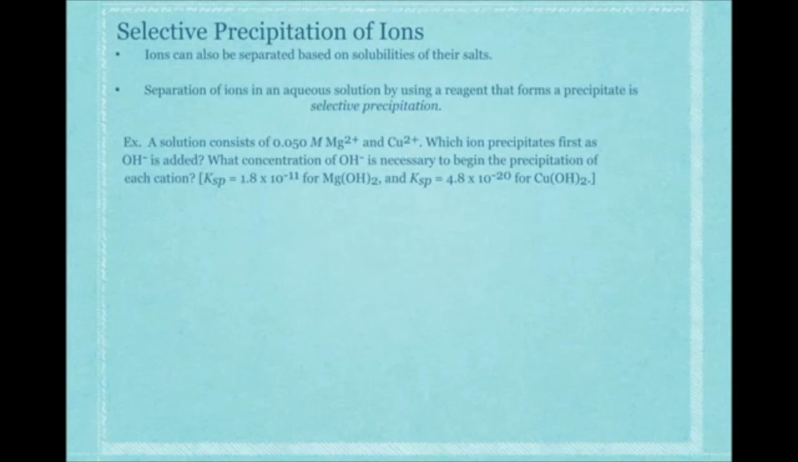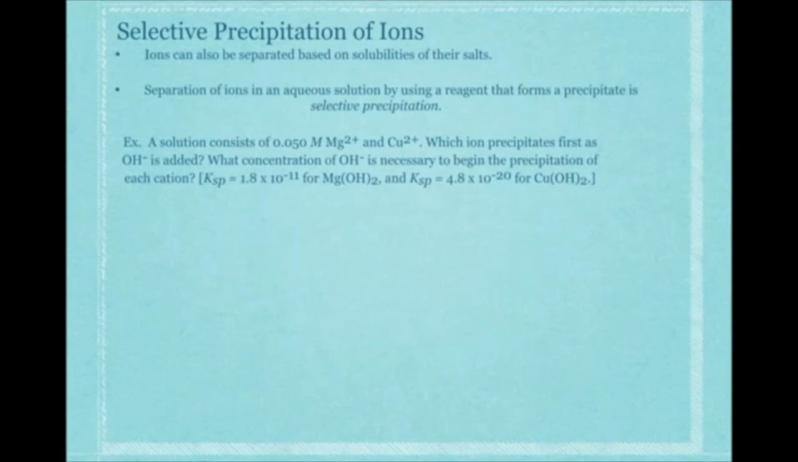If we look at this problem, we're given magnesium ions and copper ions. It asks which ion is going to precipitate out first with hydroxide. So what we need to do is calculate the concentration of OH that's needed to precipitate out each of these cations. The one that requires the least amount of hydroxide, that's the one that's going to precipitate out first, because as I slowly add hydroxide, one will precipitate out before the other one will.